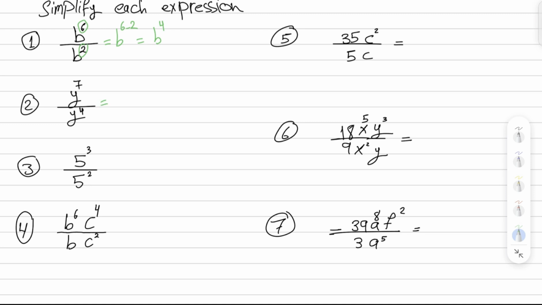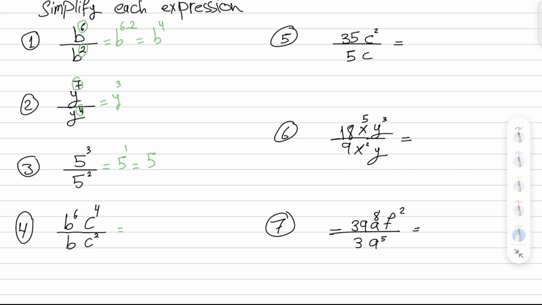Do here the same. y raised to the third power. Subtract the exponents. 7 minus 4 is 3. One more time. Similar bases. Subtract the exponents. 3 minus 2 is 1. 5 to the power 1, which is the same as 5. No need to write the 1 here, okay? Next.